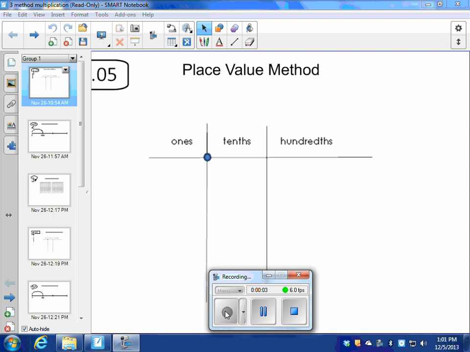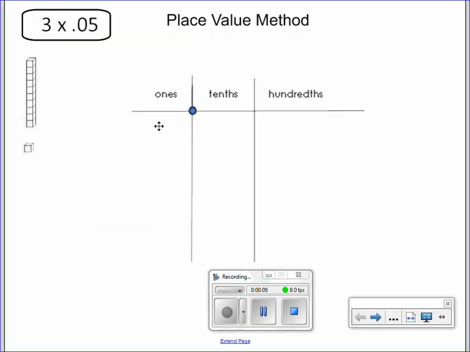We're going to look at 4 different methods for multiplying a whole number by a decimal. So we're going to start with the problem 3 times 5/100ths. One method is to use the place value map.